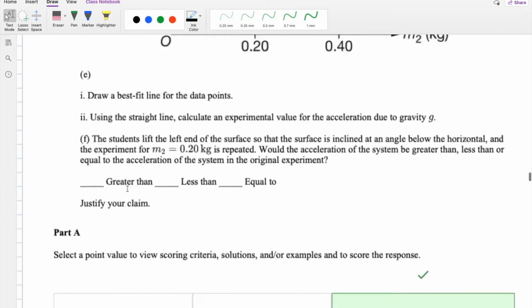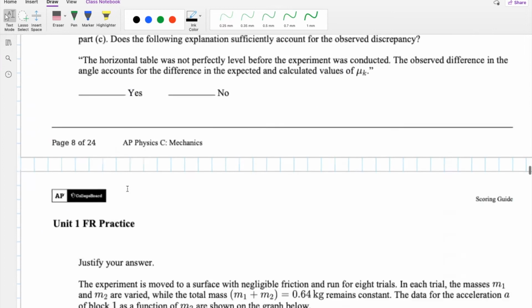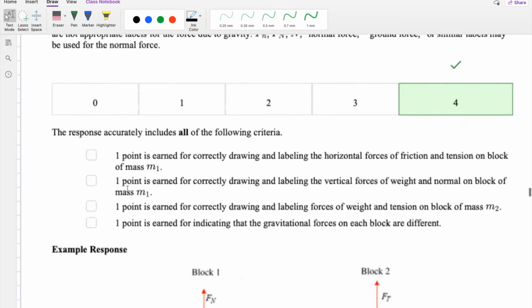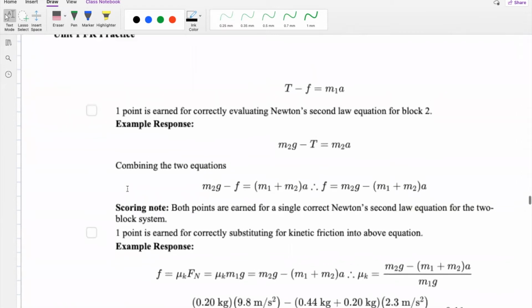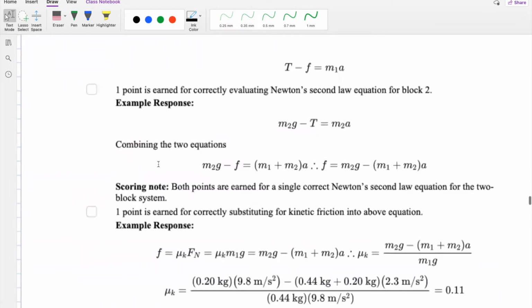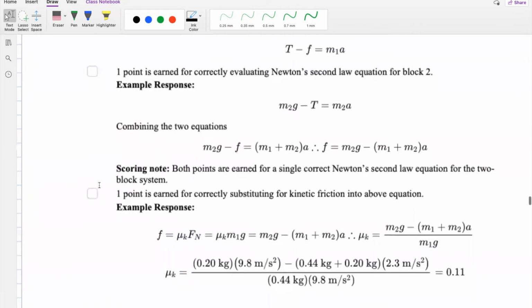So let's go ahead and see here what they were looking for. So here's the calculation they have. One point is for correctly evaluating Newton's second law equation for block 2, where it's m2g minus T. And so they happen to do it this way as well. And then another one for combining the equations. It looks like they gave a second point.